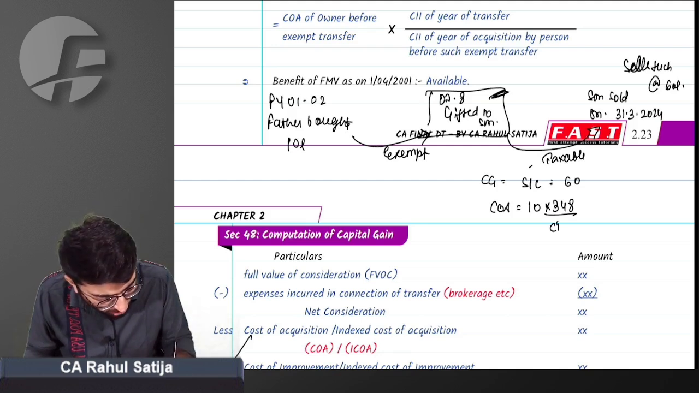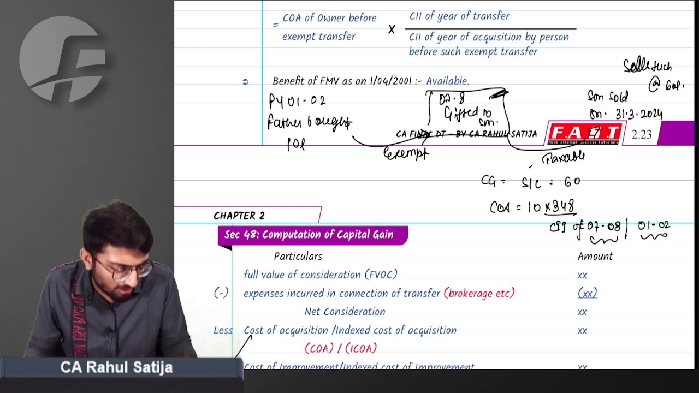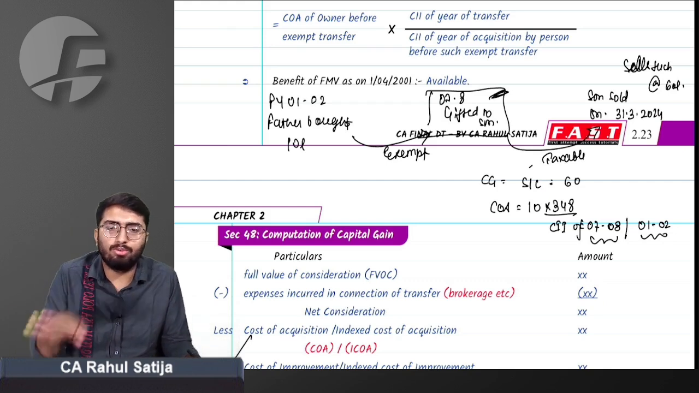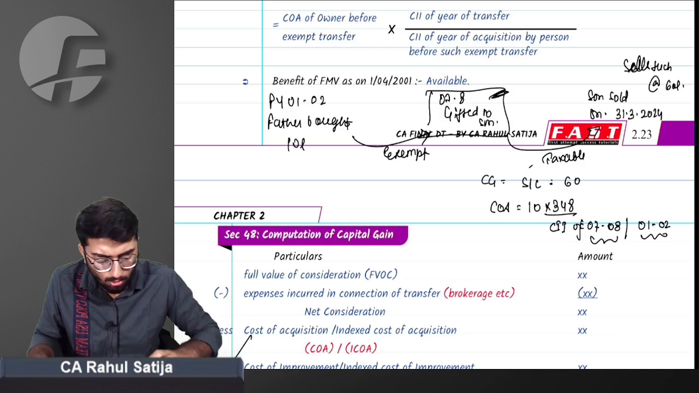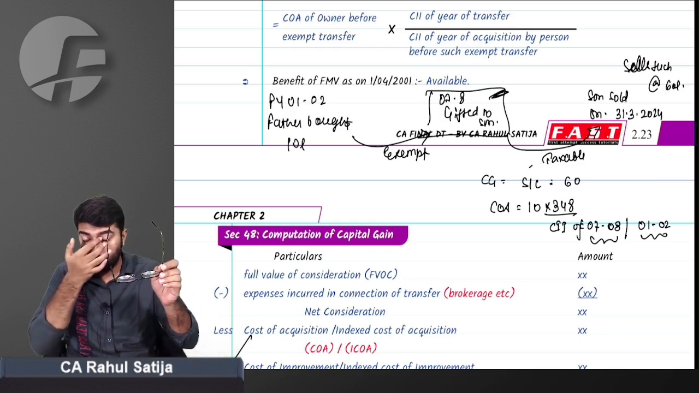Will it be the CII of 07-08 in which I acquired this property, or will it be the CII of the previous owner, that is 01-02, in which my father acquired the property? What will be the CII we will be using? I want all of you to answer this. What CII will we be using in this case?